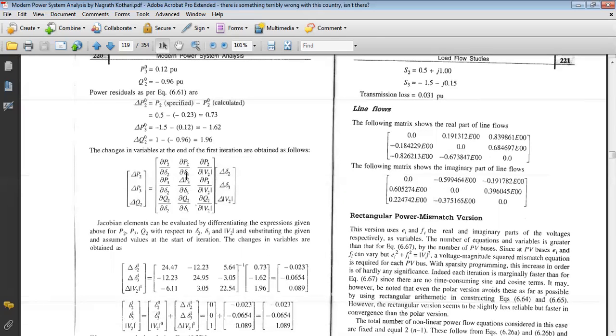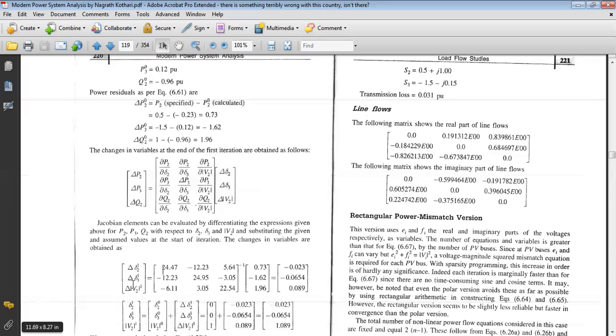To find the Jacobian matrix, we need to find the 9 partial derivative equations, or 9 Jacobian matrix element equations. After that, we put the values there, and finally we find this 3 by 3 Jacobian matrix. That is the numerical value. Now we need to invert this matrix, and this is the power mismatch matrix.